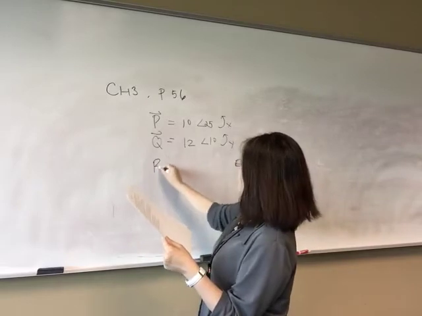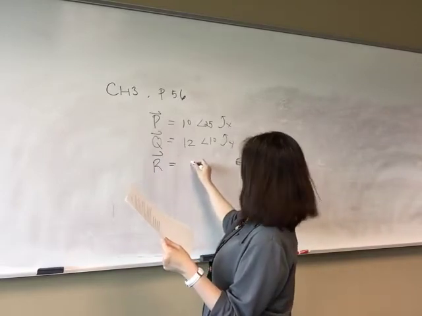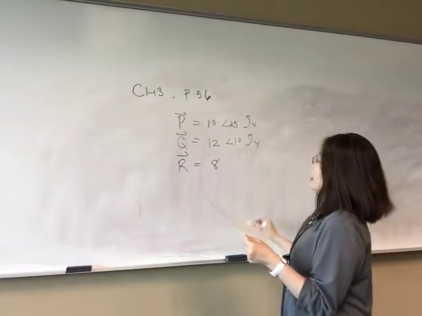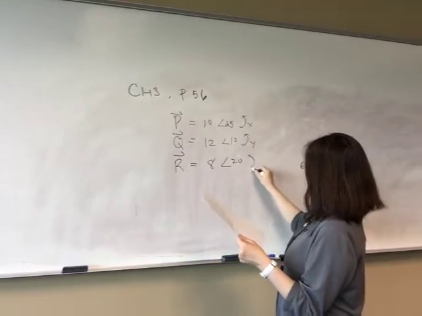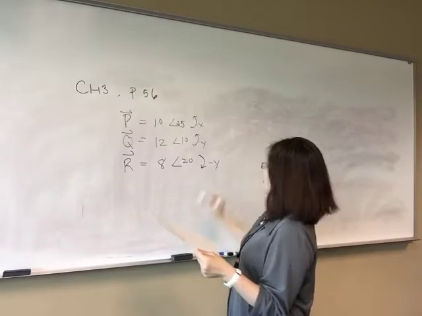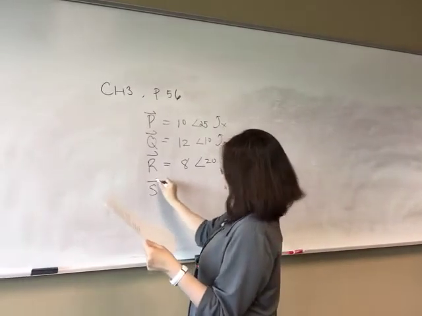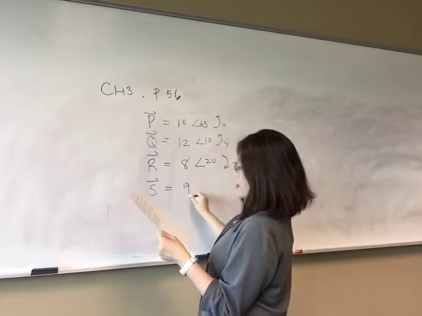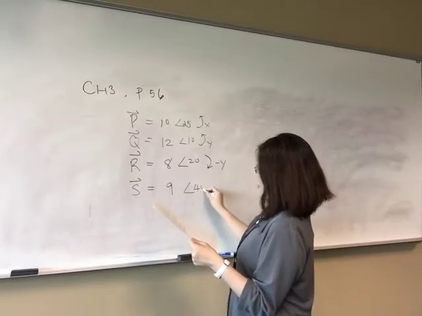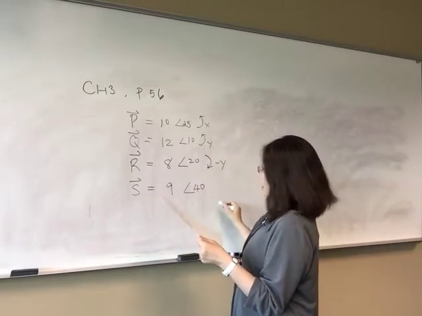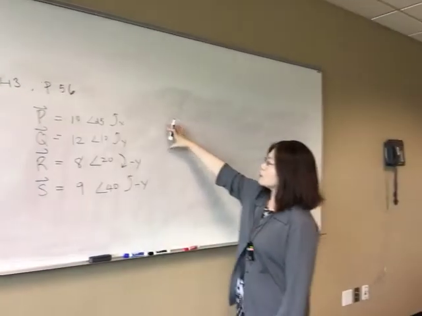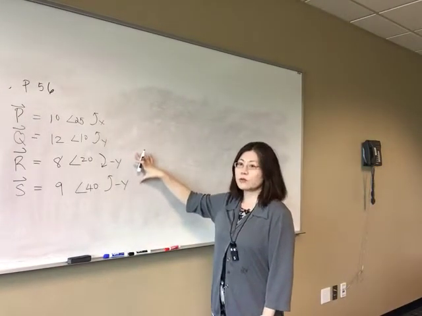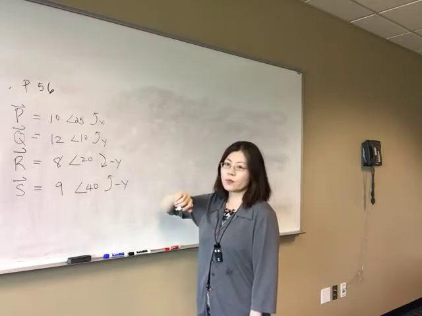Your vector R has a magnitude of 8, and it is making an angle of 20 degrees clockwise from the negative Y. And your S is equal to 9, set at 40 degrees counterclockwise from the negative Y. All these are just symbols to make you aware of where the vectors are positioned.